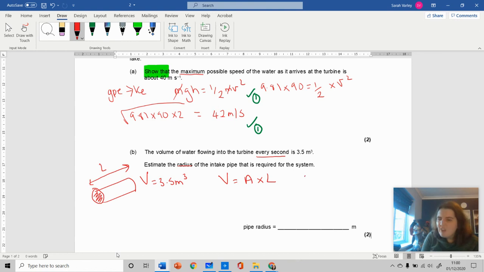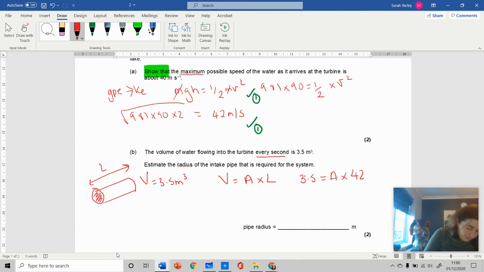So they like doing this trick, by the way. If you ever get a bit stumped and they give you a volume or a density and they've given you a speed and you go, well, what's happening? It's normally to do with the idea that the length of this tube actually is the speed. Okay, so I've got 3.5 equals my area times, I'm going to use 42. They will allow you to use 40. So if you've got to show that, didn't know how to do this, you could use the 40 in here and they would give you marks for it.